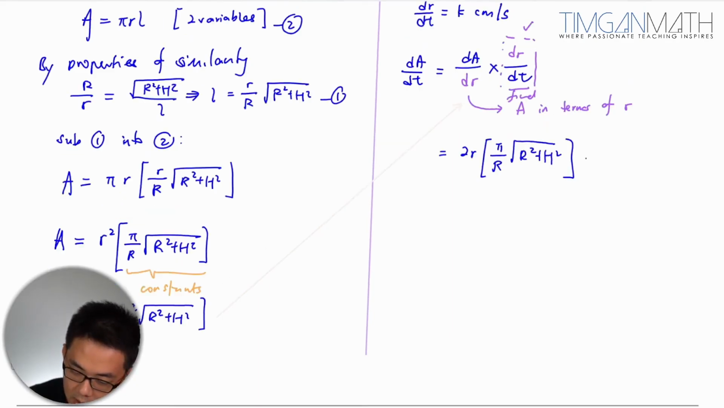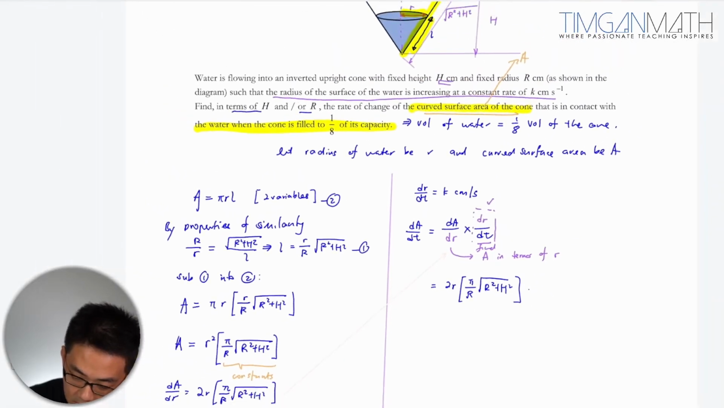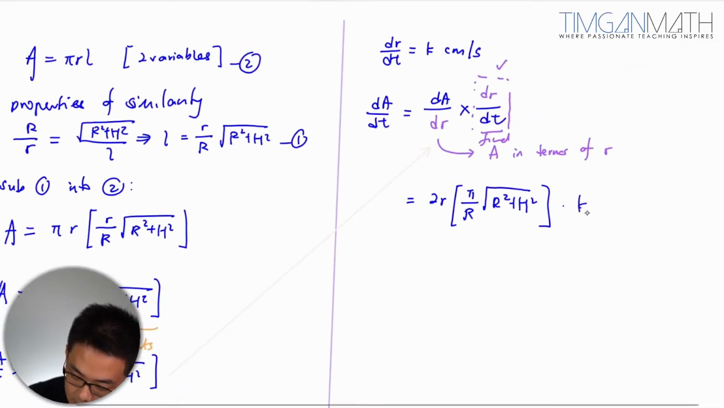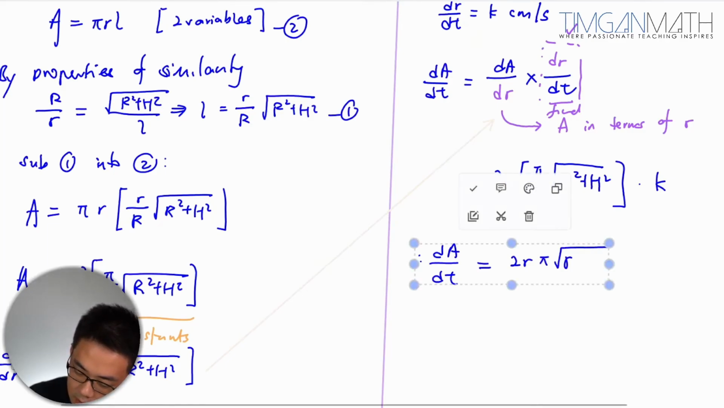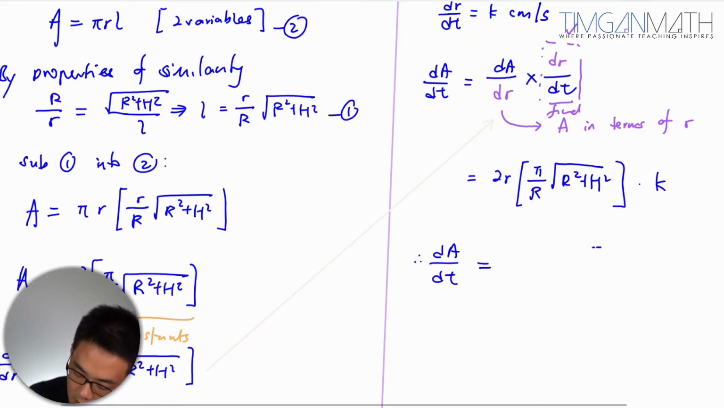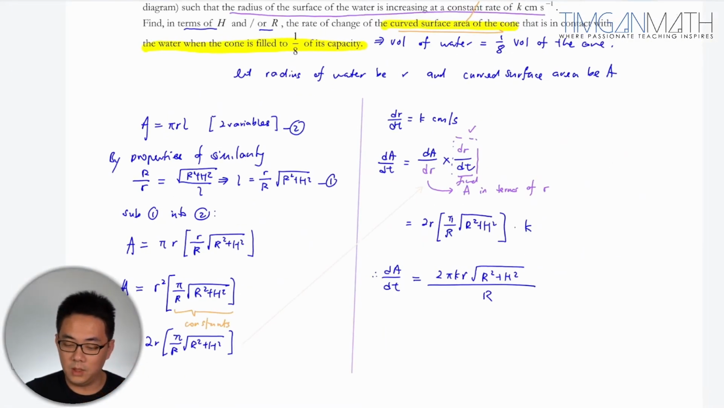Then dr/dt, this will be k. Is it k? It's k, right? It's k, yeah. So there you go. So hence, dA/dt will be given by this equation here, which is 2r pi square root r, just do this, 2 pi k r. Okay, great. So this is done.